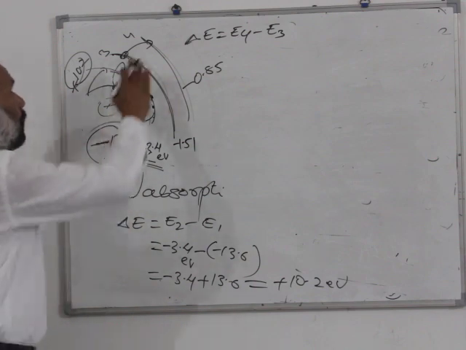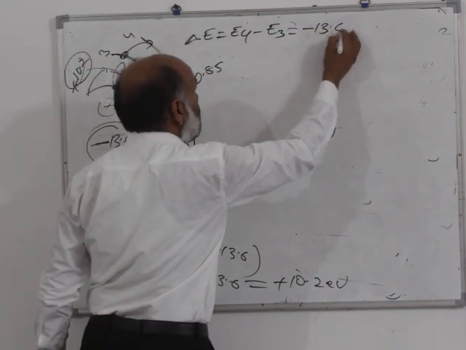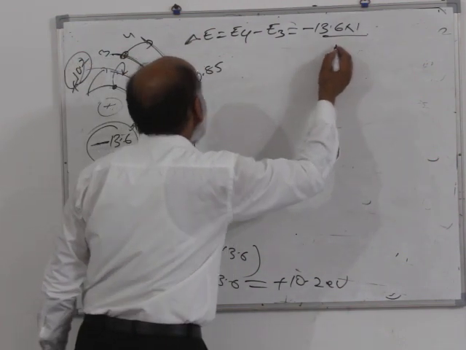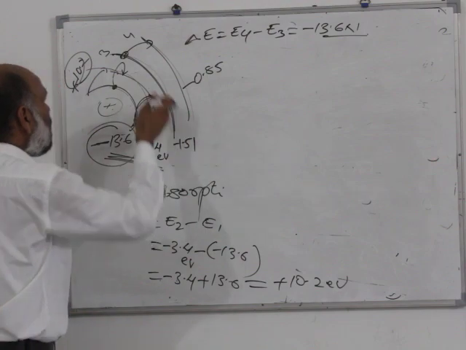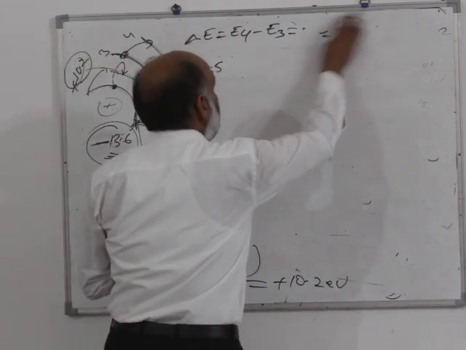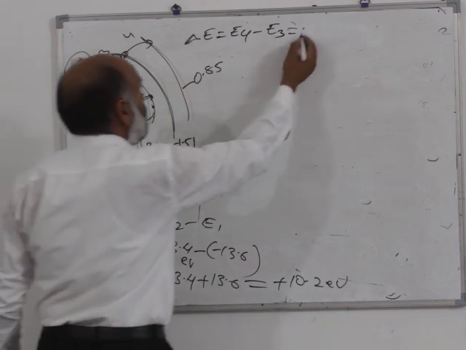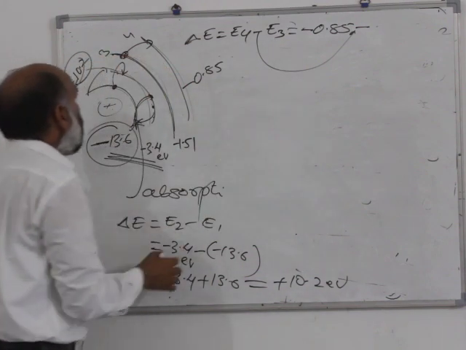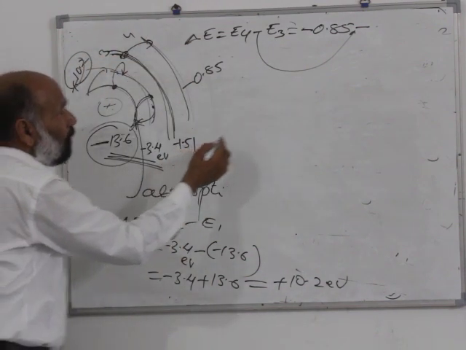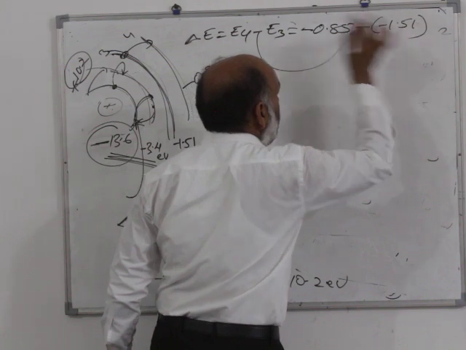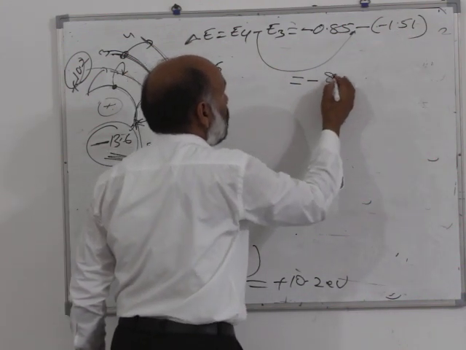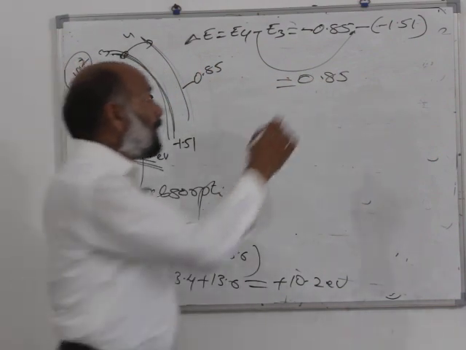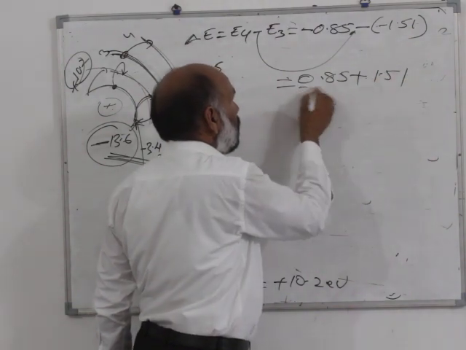What is the energy in the fourth orbit? That is equal to minus 13.6 into Z square, since hydrogen is there, 1 square, divided by 4 square. We know the energy, there is no need to calculate again. We have calculated the energy in the fourth orbit is minus 0.85. Again write this, E3 is minus 1.51. That will be equal to minus 0.85 minus of minus 1.51, so minus 0.85 plus 1.51.